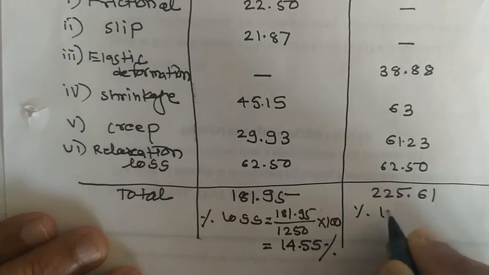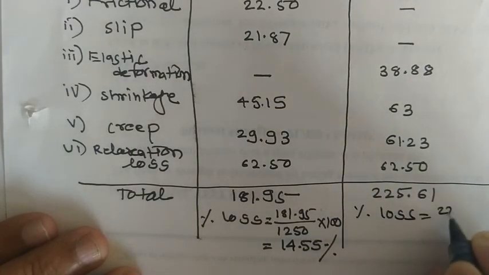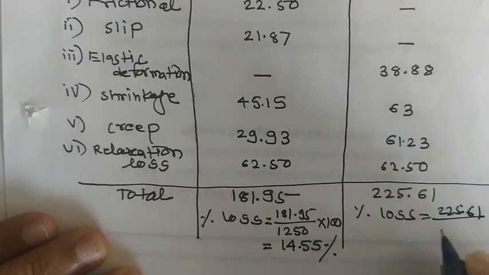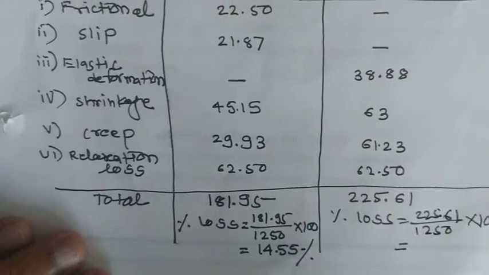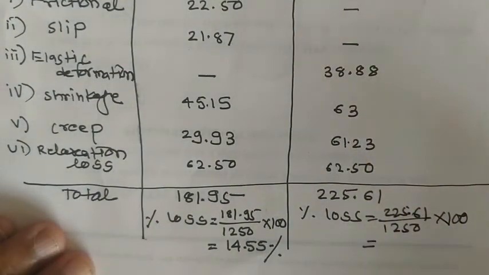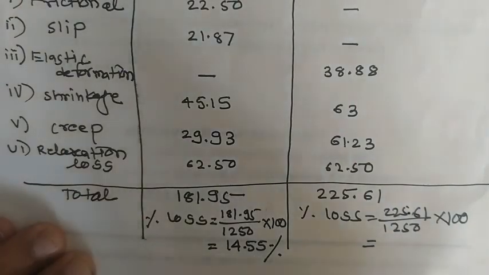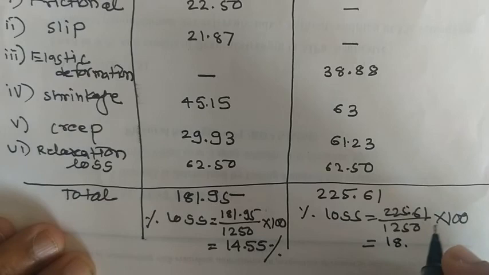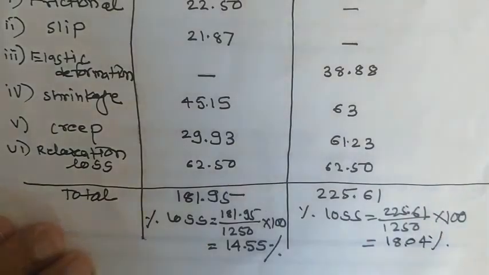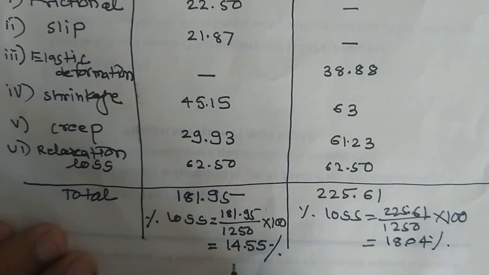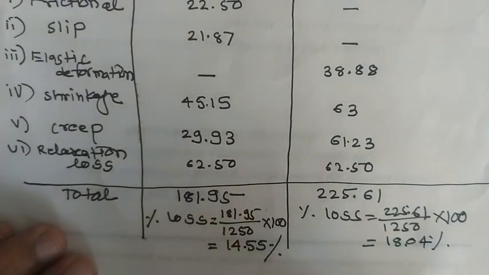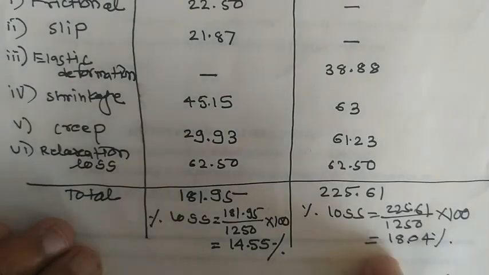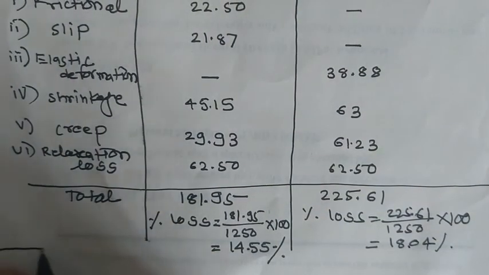The same thing you have to do in this case. So the percentage loss is, total loss 225.61 divided by initial pre-stress 1250 multiplied by 100. So 225.61 divided by 1250 multiplied by 100. The total percentage loss is 18.04%. So the total percentage loss in post-tensioning is 14.55, and for pre-tensioning it is 18.04. So this is the completion of this problem.